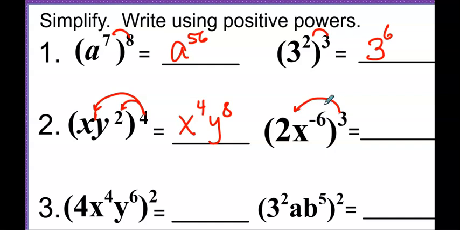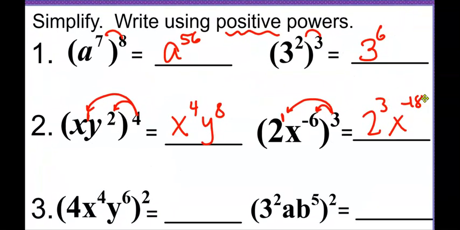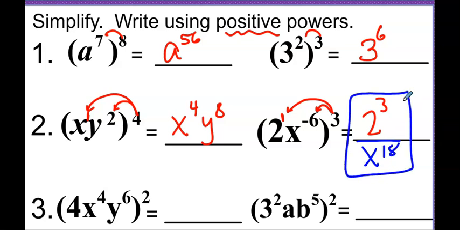Same is true for this one. You're going to multiply by the base's power, which is an invisible 1, as well as x's power, which is negative 6. Giving us 2 to the 3rd, x to the negative 18th. Now don't forget, it says we have to write using positive powers. Only this part has a negative power. So only this part is going to flip over. So 2 to the 3rd will stay in the numerator, but x to the 18th is now going to go into the denominator. And a fraction is our final answer.